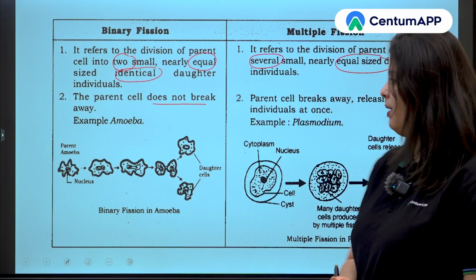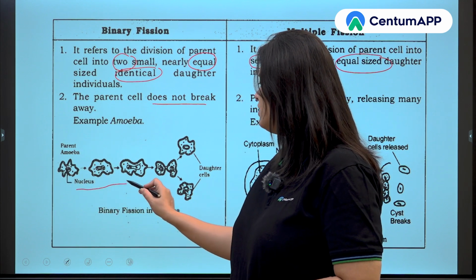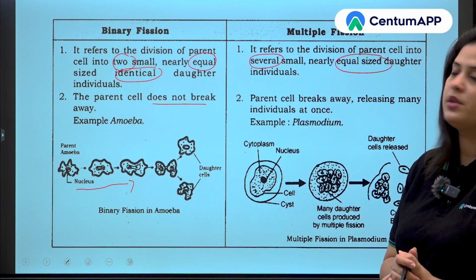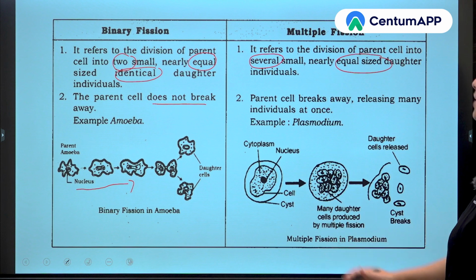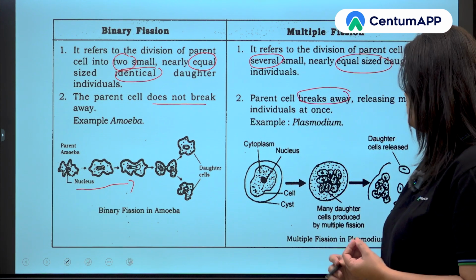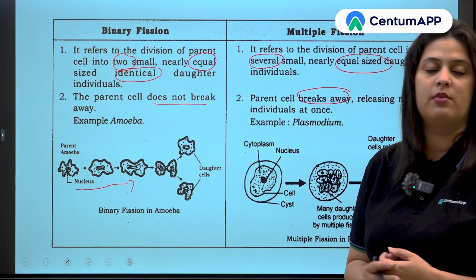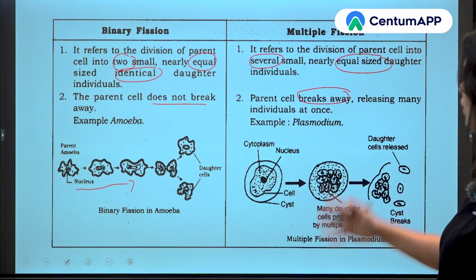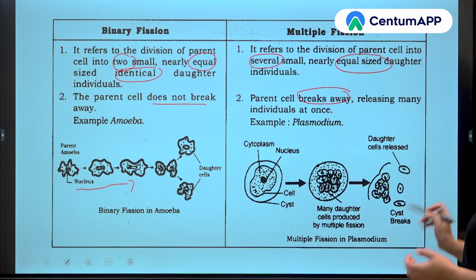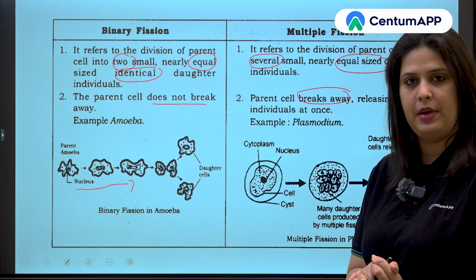For example, in amoeba, this is the parent amoeba with a nucleus. It continues to grow, and then the daughter cells are formed. Here the parent cell breaks away, releasing many individuals at once. This is multiple fission in Plasmodium, which we know is involved in malaria. With the cytoplasm and the nucleus, the daughter cells are released, and each of these daughter cells becomes another parent.